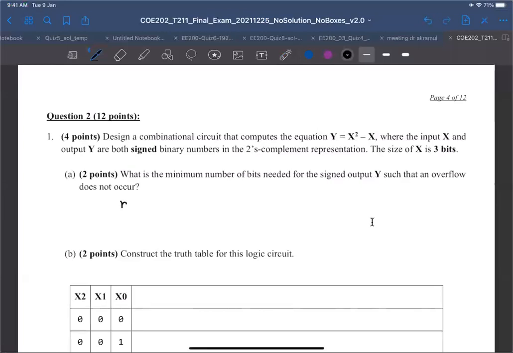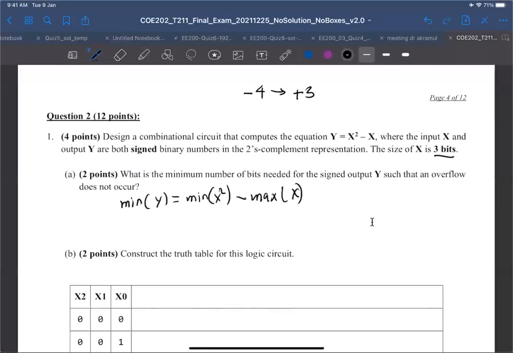So the minimum of Y is going to be the minimum of X squared minus the maximum of X. Because we would like to minimize this expression, and there is a minus sign here, we take the maximum of X. So since X is a 3-bit number, it ranges from -4 all the way to +3, okay?